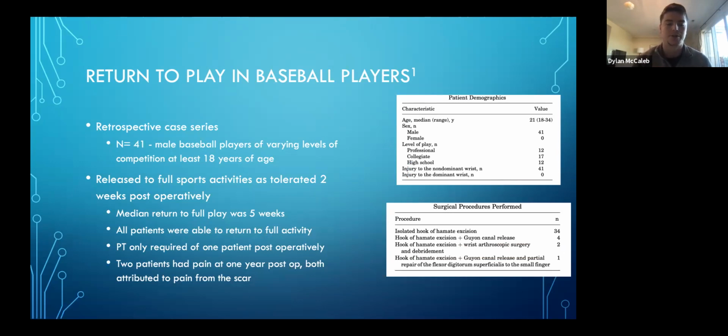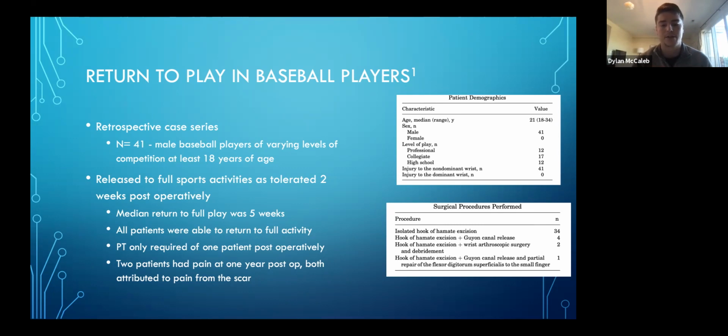This was another retrospective case series of 41 male baseball players, varying levels of competition, but there were a few professional, collegiate, and a couple high school players as well. These athletes all underwent excision of the hook of hamate and were released to progress activities as tolerated 2 weeks post-operatively. The median return to play was about 5 weeks, ranging from 3 to 7. And all players within the study were able to return to full activity.